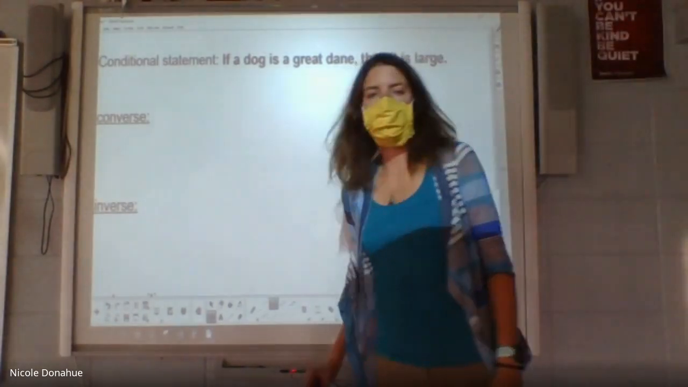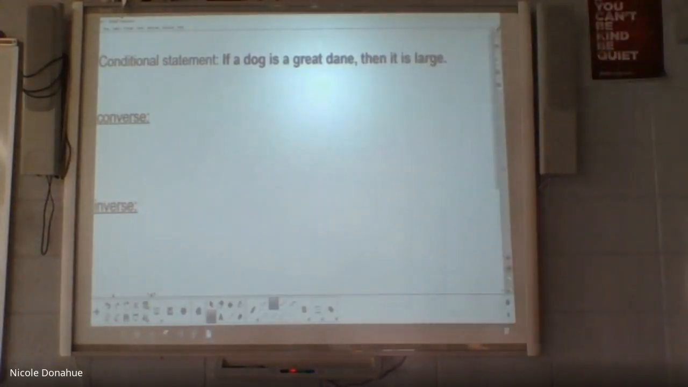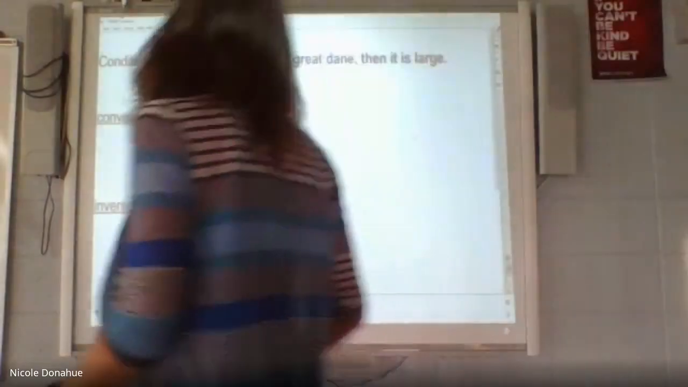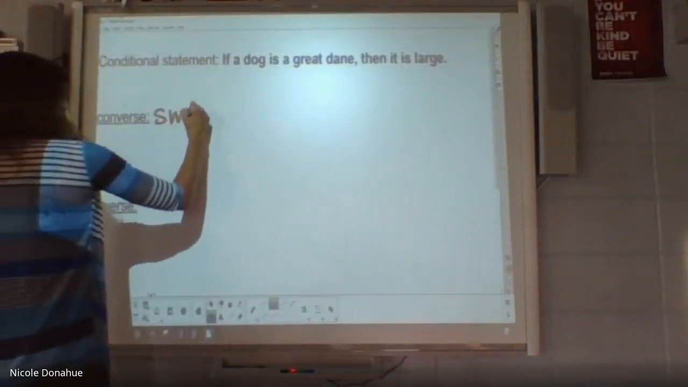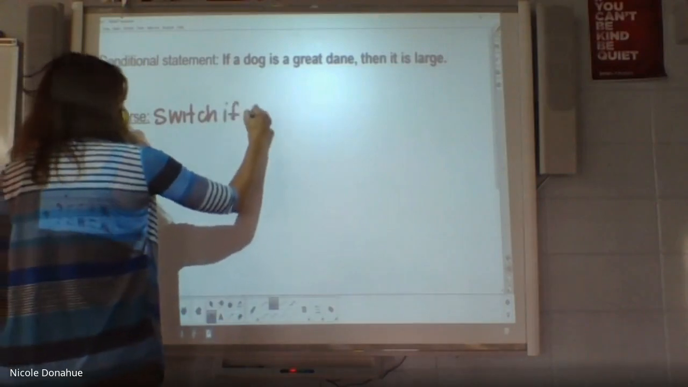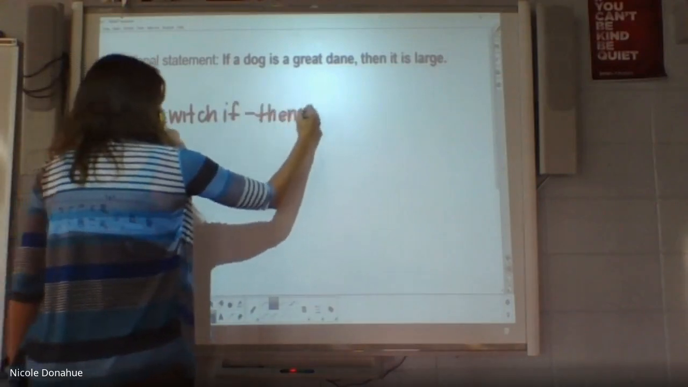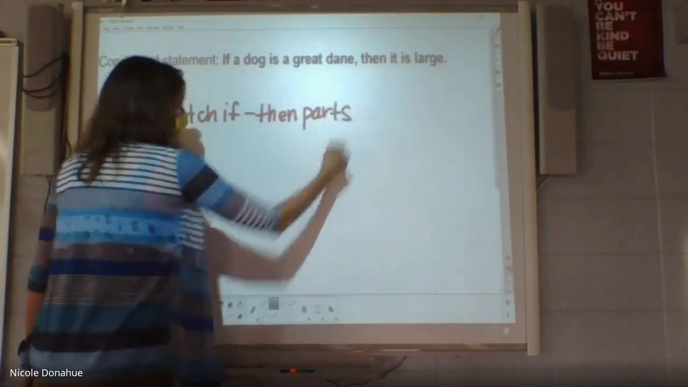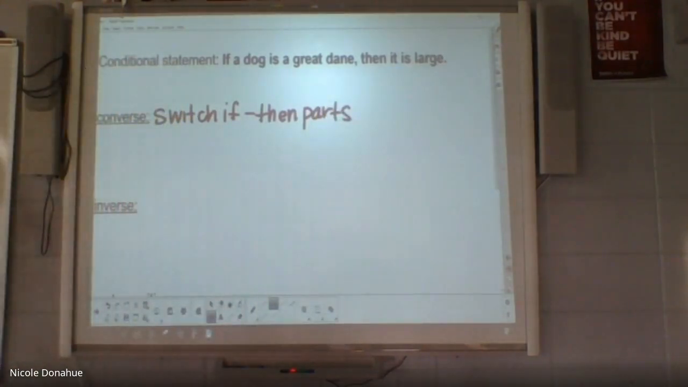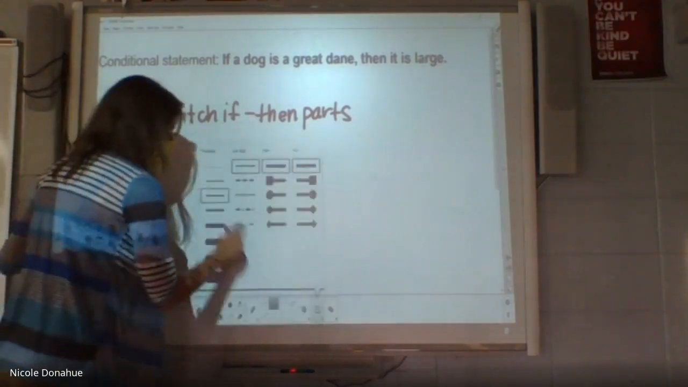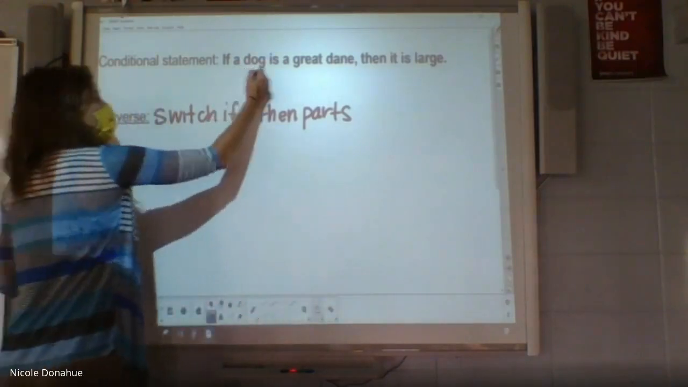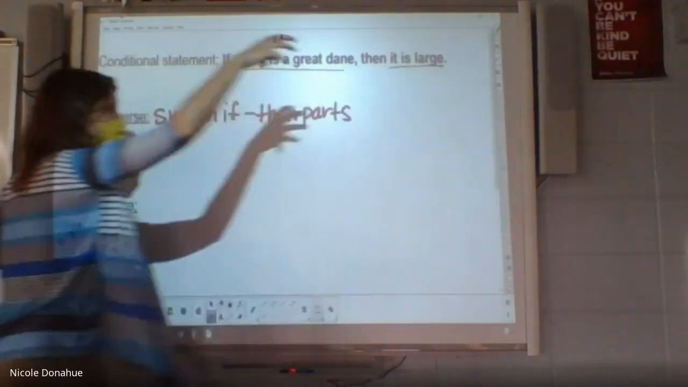So what the converse does, and these are ones you're going to want to write down because I forget them. When I haven't taught this since last year, I forget the difference between these because I don't usually call them those things. So the converse is where you switch the if-then parts. Remember, it's if the hypothesis, then the conclusion. We're going to flip those in this case. We leave the if-then there, and we switch the other parts.